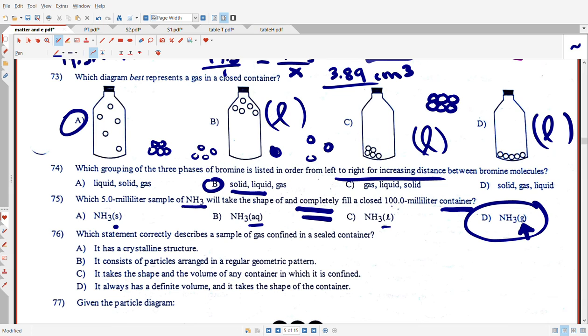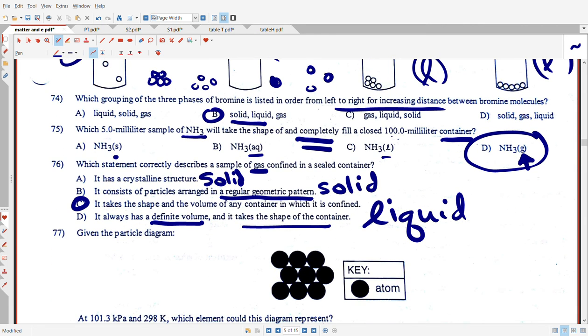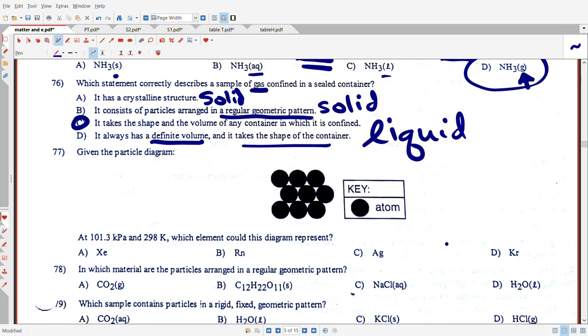Which correctly describes a sample of a gas? Crystalline is the definition of solid. Regular geometric pattern is a solid. Takes the shape and volume of any container, that's a gas. Definite amount of liquid and takes the shape, that would be a liquid. Because a gas does not have a definite volume. It takes the volume of whatever. For instance, if you have different balloons, it takes the shape of whatever balloon shape you put the gas in.